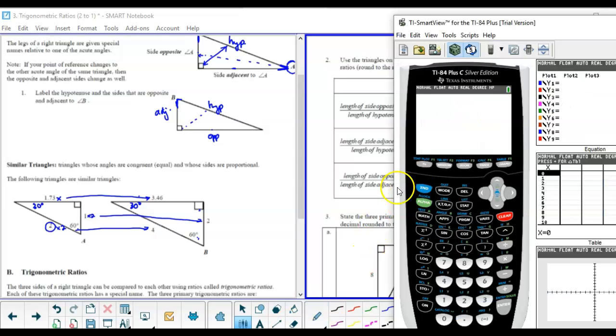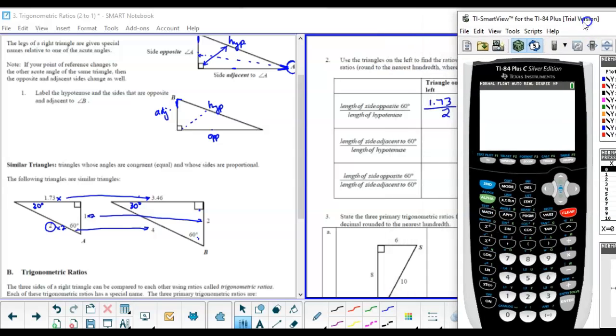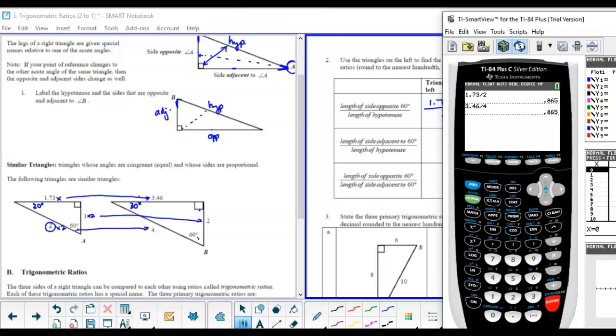Get out your calculator. Okay, so 1.73 divided by 2 is 0.865, and then 3.46 divided by 4 is 0.865. Exactly the same.